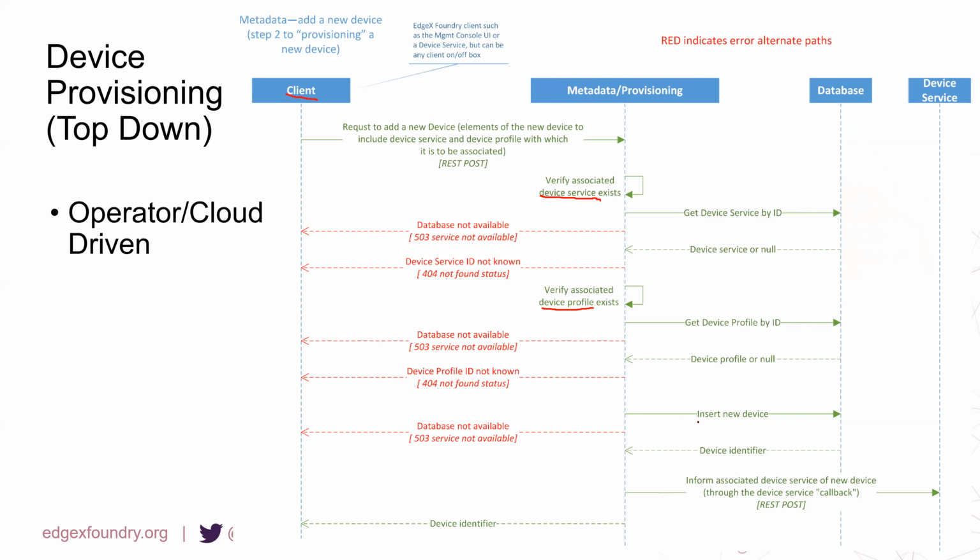Then metadata will insert the device into the Mongo database and get back a unique device identifier. And then it will inform the device service, hey, you've got a new device. Okay? And that's done through the callback methods, which interface with the device service APIs for adding a new device. And then it's going to tell the device or the cloud operator that, hey, you've got a new device added successfully.